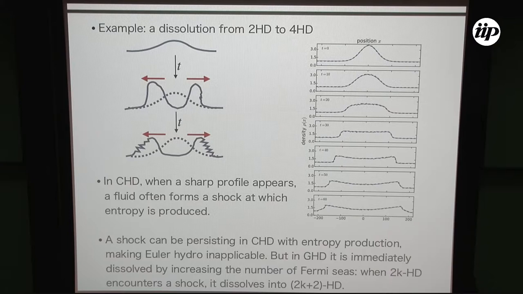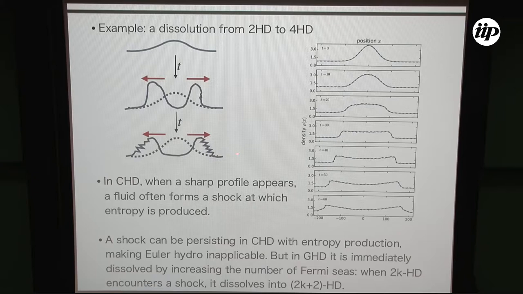And then in general, in the conventional hydrodynamics, when the sharp structure develops, the CHD cannot sort that out. The sharp structure that we call shock will persist in the time evolution with entropy production. So this is not good for applying Euler hydrodynamics, because the entropy has to be conserved in Euler hydrodynamics. So this is a problem. But it can actually be circumvented in generalized hydrodynamics by the following mechanism. Once the wave encounters a sharp structure, you can increase the number of Fermi points, and that would result in the dissolution from KHD to 2K plus 2HD, and in this case, 2HD to 4HD.